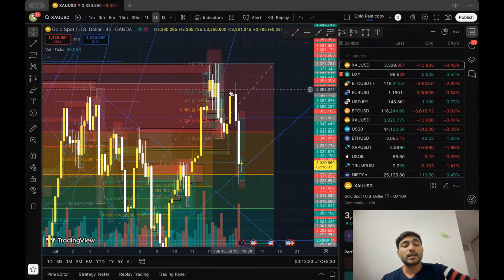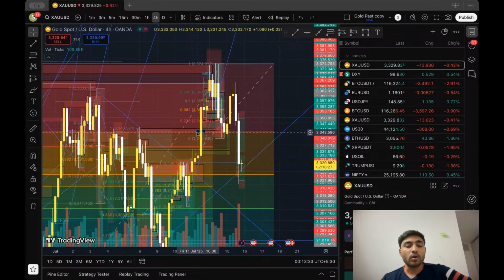But the selling is the one. Placed three trades, and all three of them worked out today. So I'll tell you how all three of them worked out.